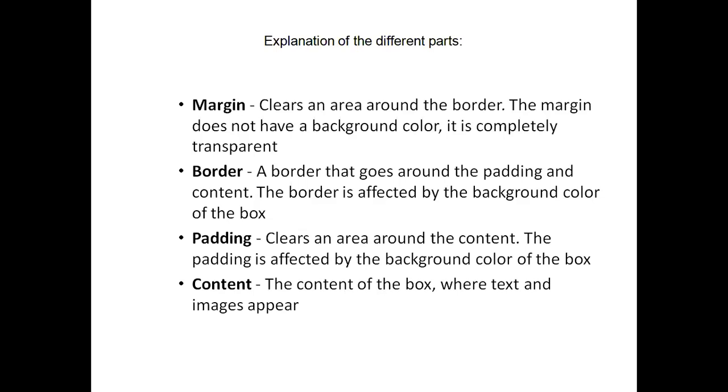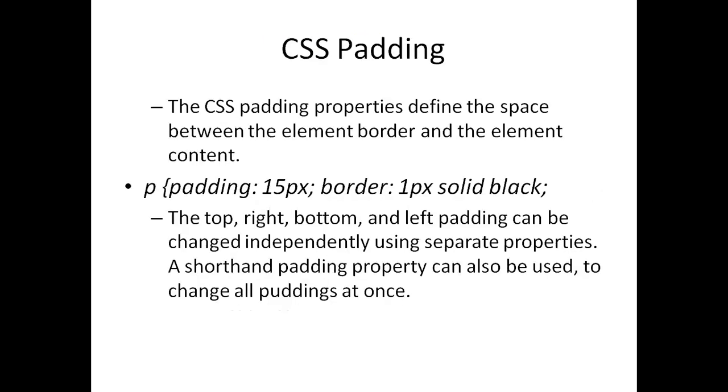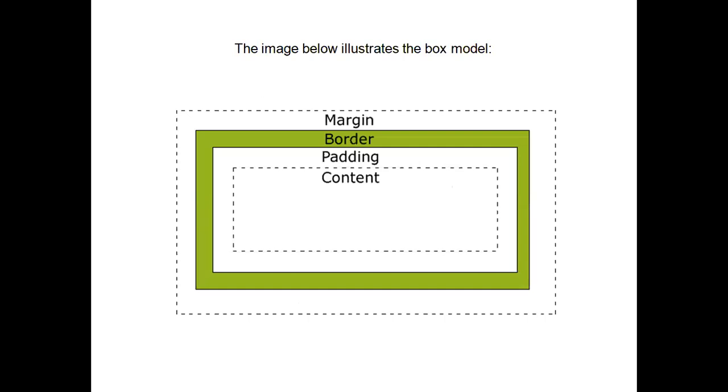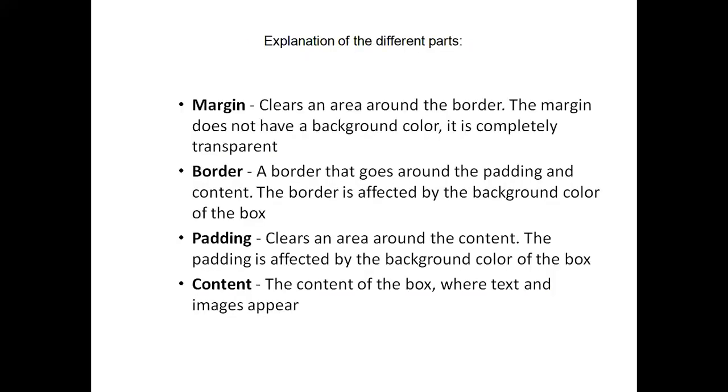Then the next part is called the border. A border goes around the padding and the content. After the margin there is the border, where we draw a simple border line. We can draw different shapes of borders. The border is affected by the background. After drawing the margin, we can make a double line border or a dotted line border, and we can color it, so that it gives a good visualization.